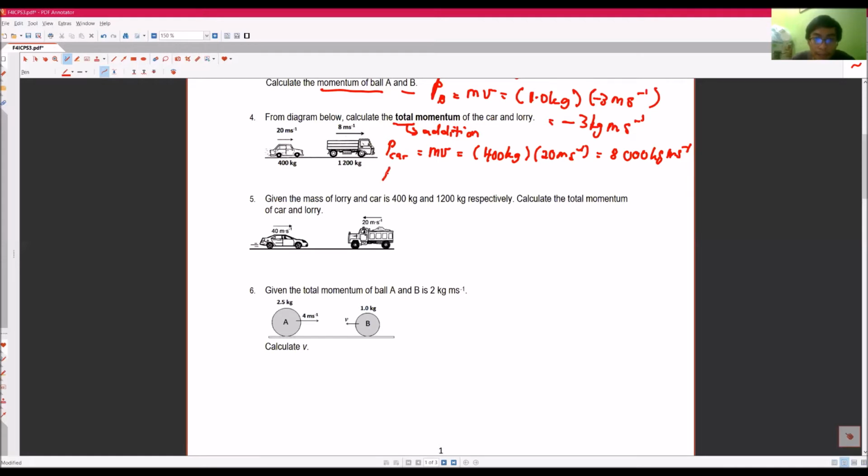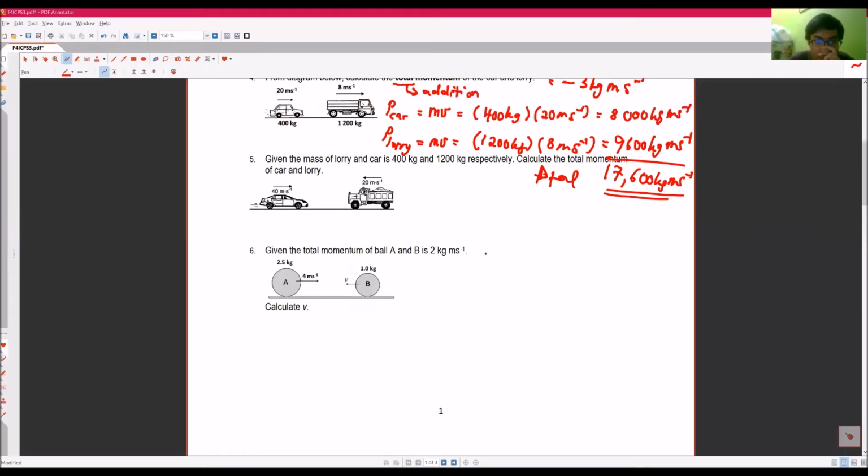Okay, P lorry, same formula. 1,200 kilogram, 8 meter per second. We will get 9,600 kg m s^-1. And then we can total both momentum, we get 17,600 kg m s^-1. Okay, so far so good.